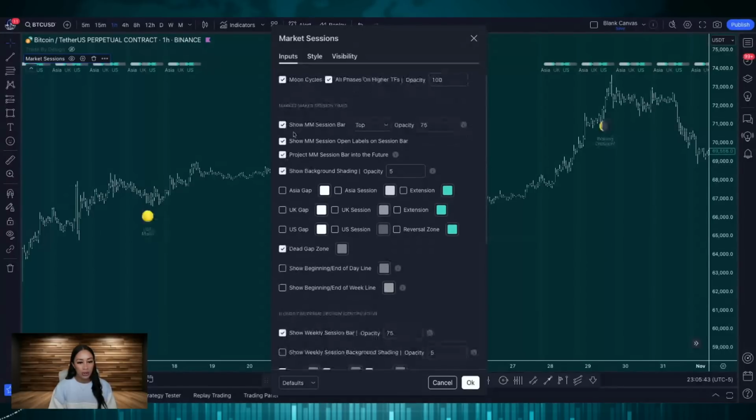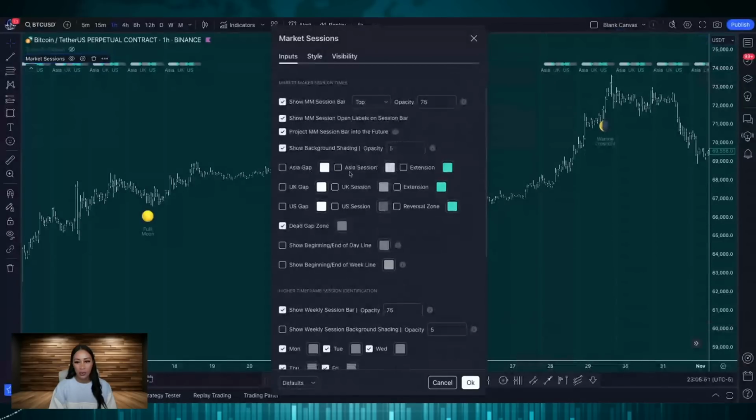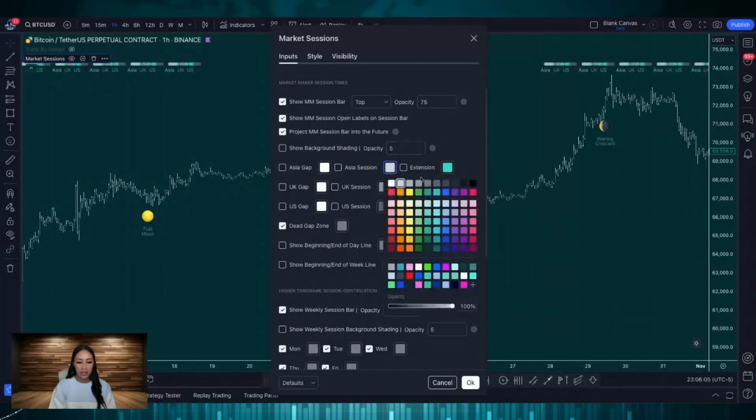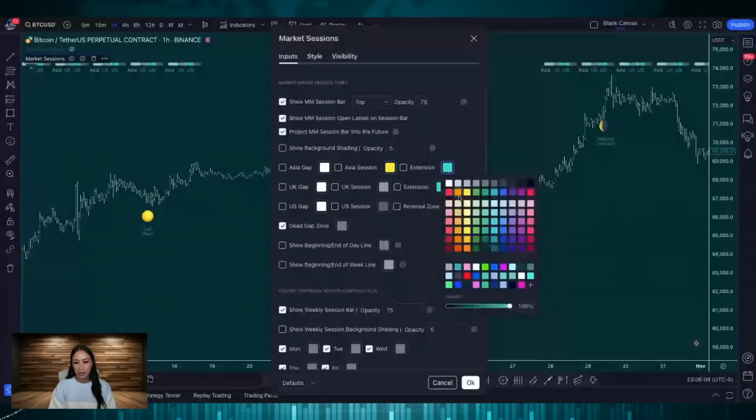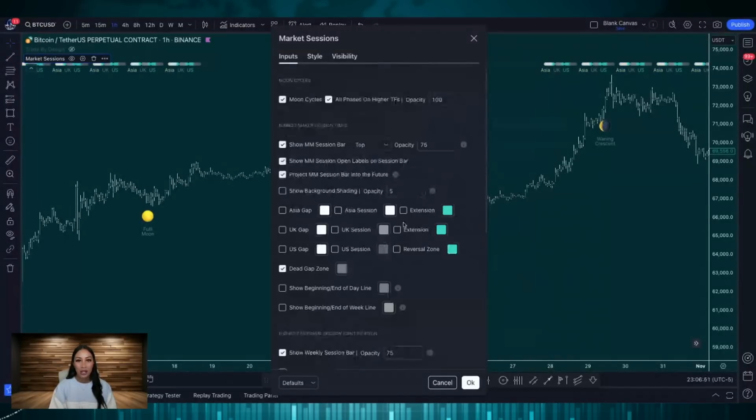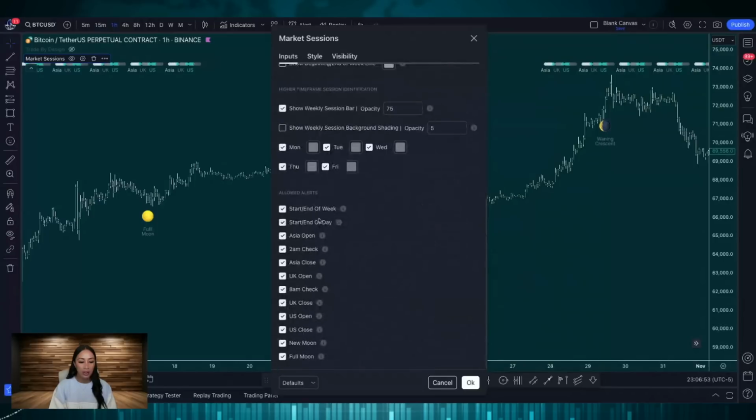You can also choose to have the market session times at the top or bottom of your screen, and you can change the colors of your trading session times, Asia, UK, and US, just by changing the colors here. I've chosen gray, white, and green because it matches the aesthetic of my background. You can also go through and put alerts on the sessions when they're opening or closing.